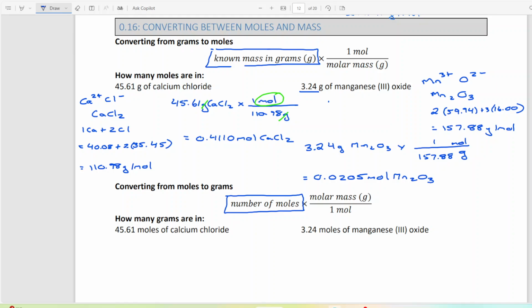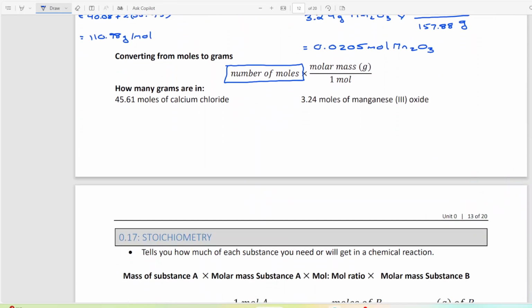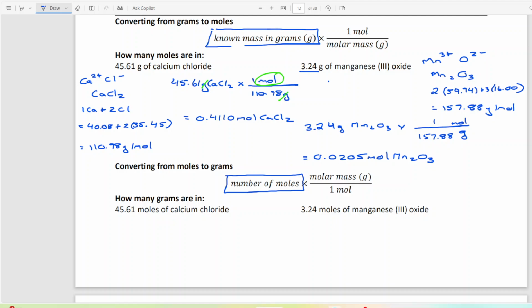Awesome. All right, so now the next thing we're going to do is convert the other way. I've purposely chosen calcium chloride and manganese 3 oxide again so that we don't have to calculate the molar mass. We're just going to do the conversion. So for this one, we are starting with 45.61 moles of calcium chloride. So this time when you look at the dimensional analysis, we want to get rid of moles and we want grams. So we know that 1 mole of calcium chloride weighs 110.98 grams. So then we're just going to plug into our calculator 45.61 times 110.98, which is going to give us a massive number.